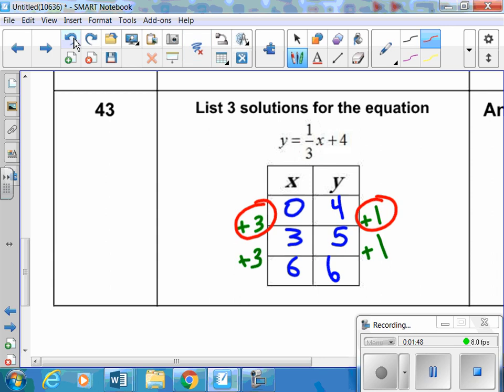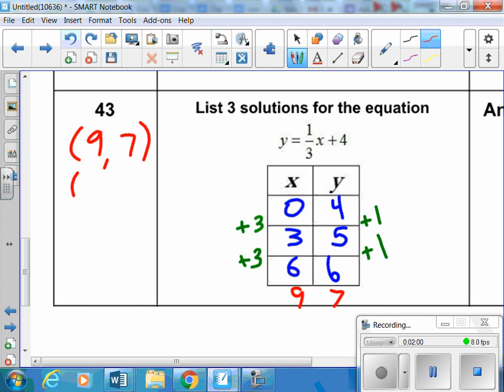So now we can find more ordered pairs, and you can check to see if you had some of these. I'm just going to keep going. I'm going to use 9 now because I'm going up 3. Well, that means the y is going to increase by 1, so it needs to be 7. 9, 7 would work. 12, 8, 15, 9.